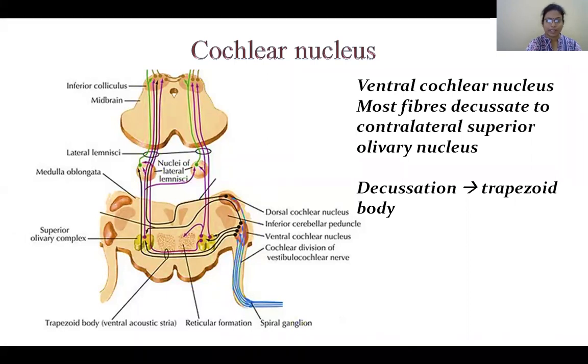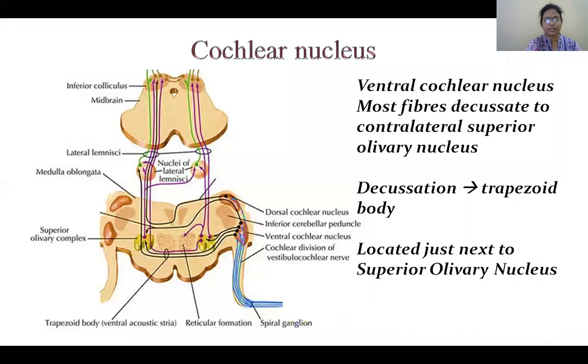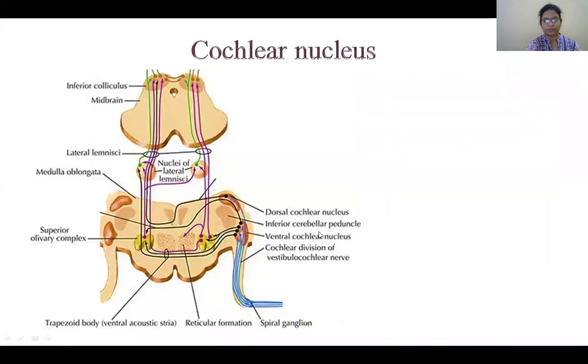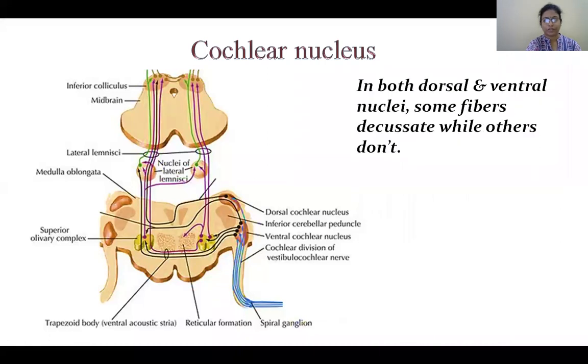So we can say that this trapezoid body is located just next to the superior olivary complex. Remember this thing, the trapezoid body, which is in connection with the ventral cochlear nucleus. Now next, we can say that from both the dorsal cochlear nucleus as well as the ventral cochlear nucleus, most of the fibers decussate and few do not.